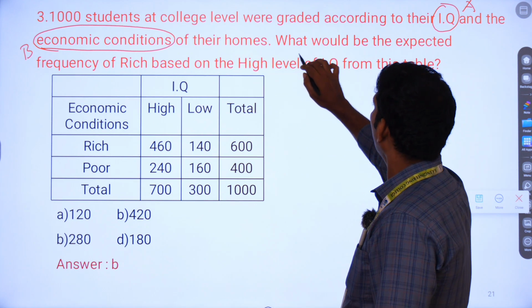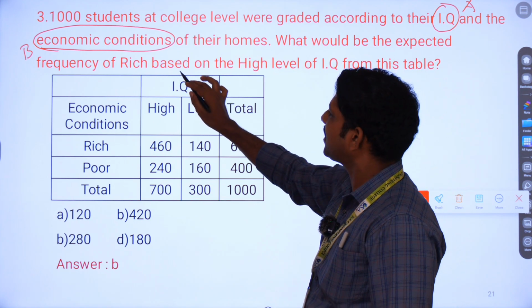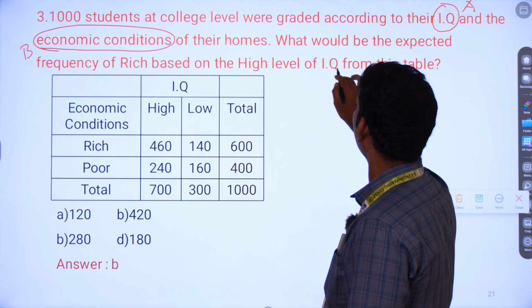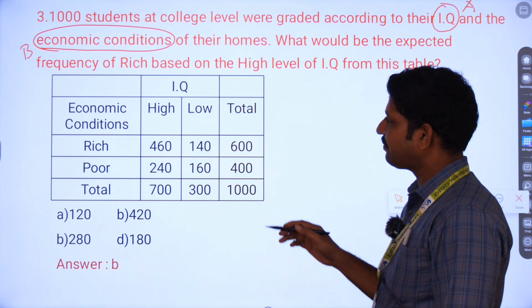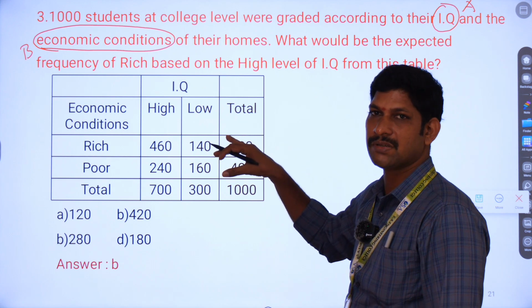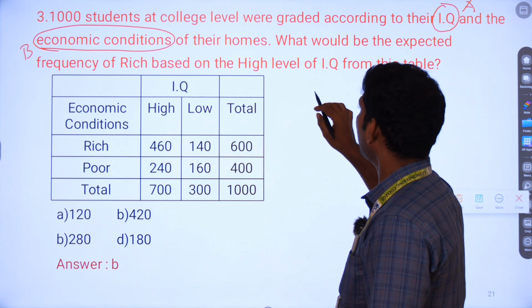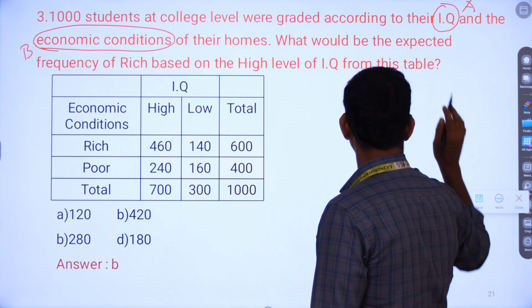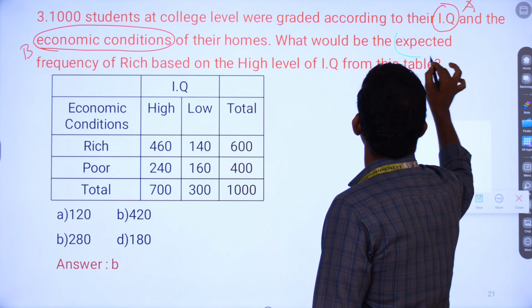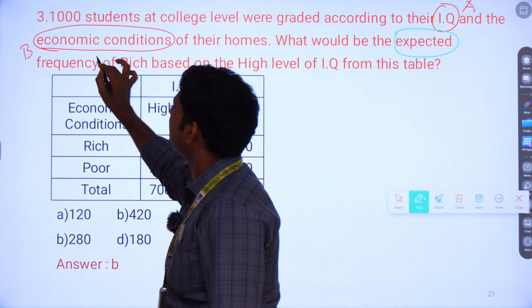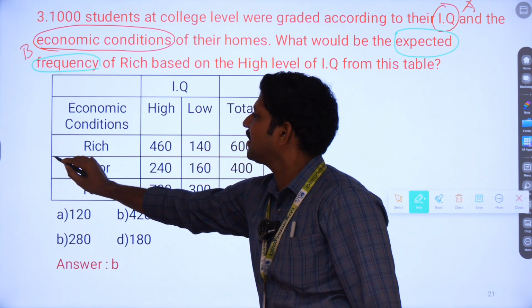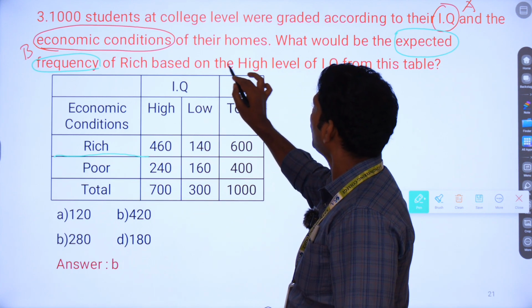What would be the expected value of the rich based on the high level of IQ from this table? In objective-type questions we need to observe clearly what the question is asking. Here they are asking only for the expected value, the expected frequency of rich based on the high IQ level.